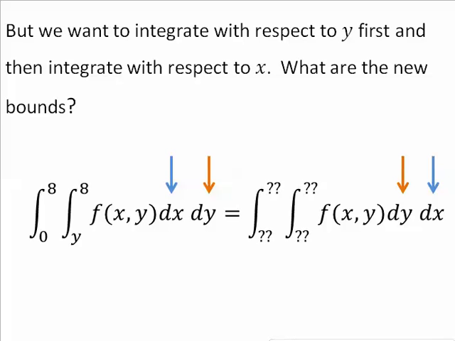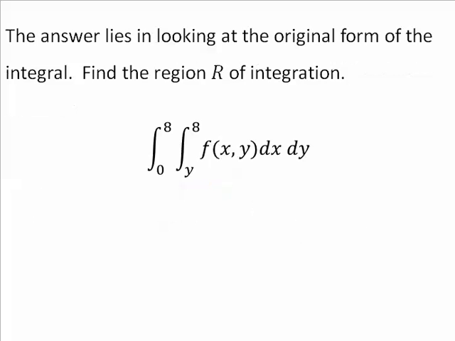What are the new bounds? That's the first thing that we need to tackle. The answer lies in looking at the original form of the integral. Let's find the region of integration. Notice that x runs between y and 8, and y runs between 0 and 8. And so, for a fixed value of y, x will run between y and 8.